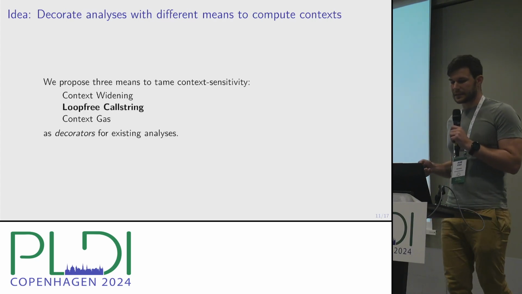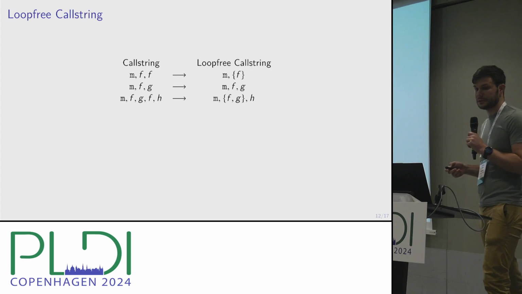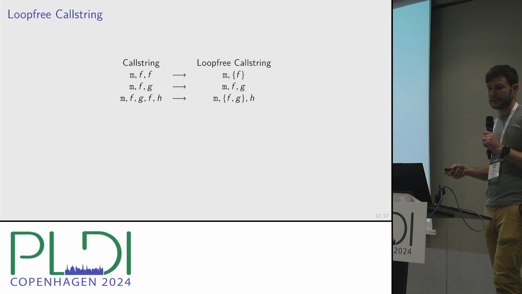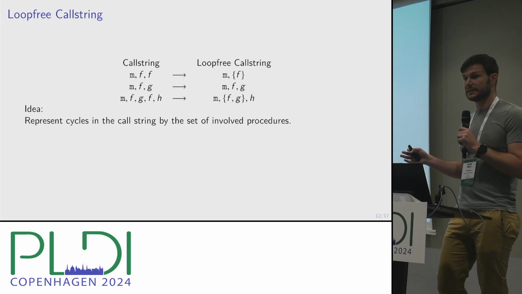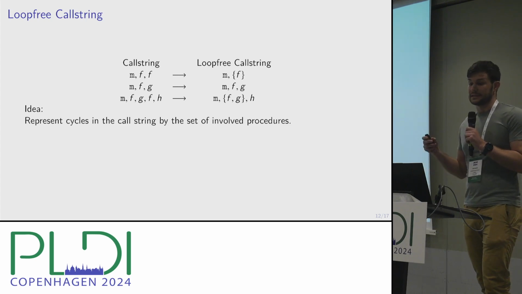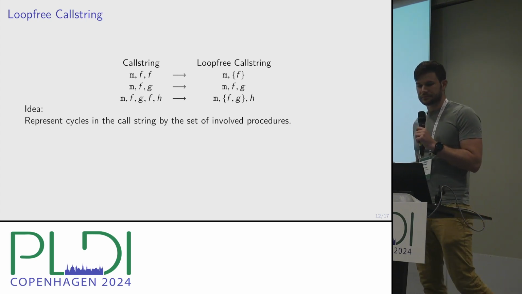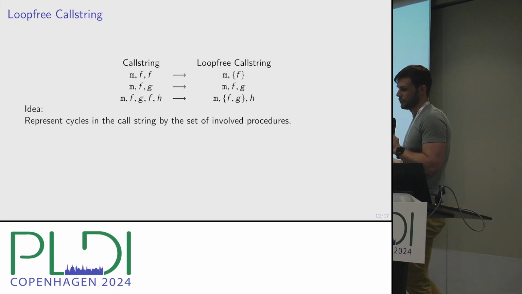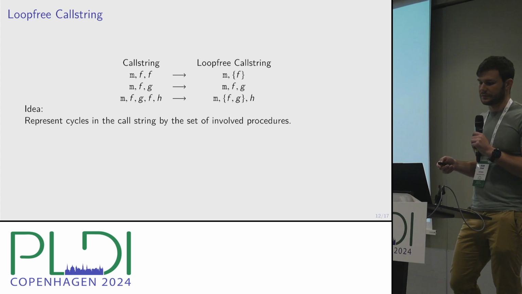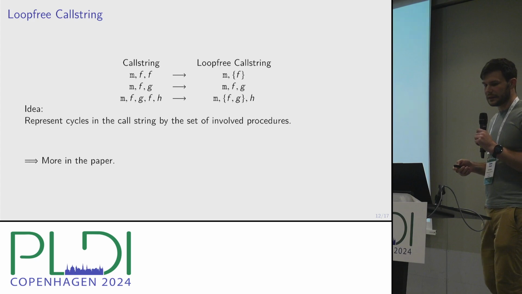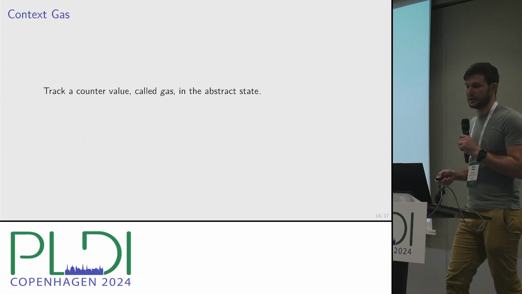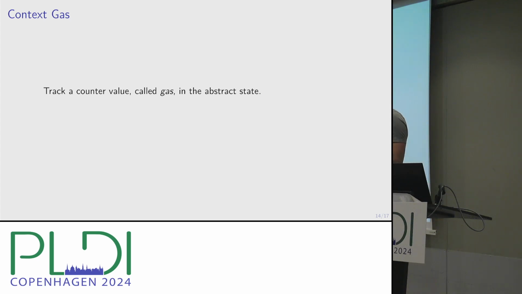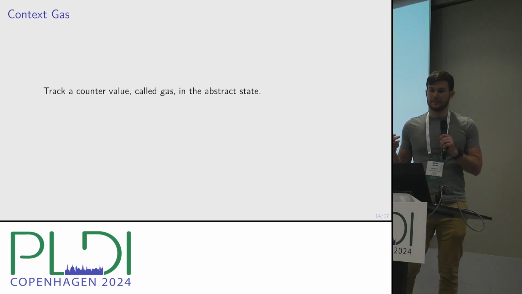And the next approach is called the loop-free call string, where we abstract call strings by representing cycles that occur in a call string by sets of the involved procedures. So this is some abstraction of the call string approach that gets rid of these cycles. And now I want to talk about the context gas. And the idea here is that we add some counter value, some gas, as part of the abstract state of the domain.